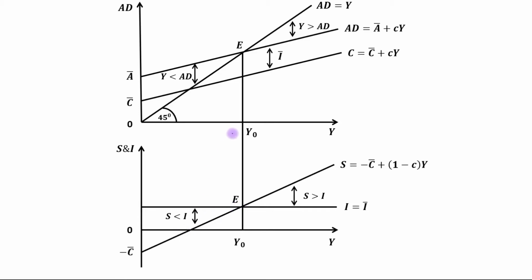For all the levels of output below this equilibrium level, output produced is less than aggregate demand, and in the lower panel saving is less than investment. In the same way, for all the levels of output greater than this equilibrium level, output produced is greater than aggregate demand and saving is greater than investment.